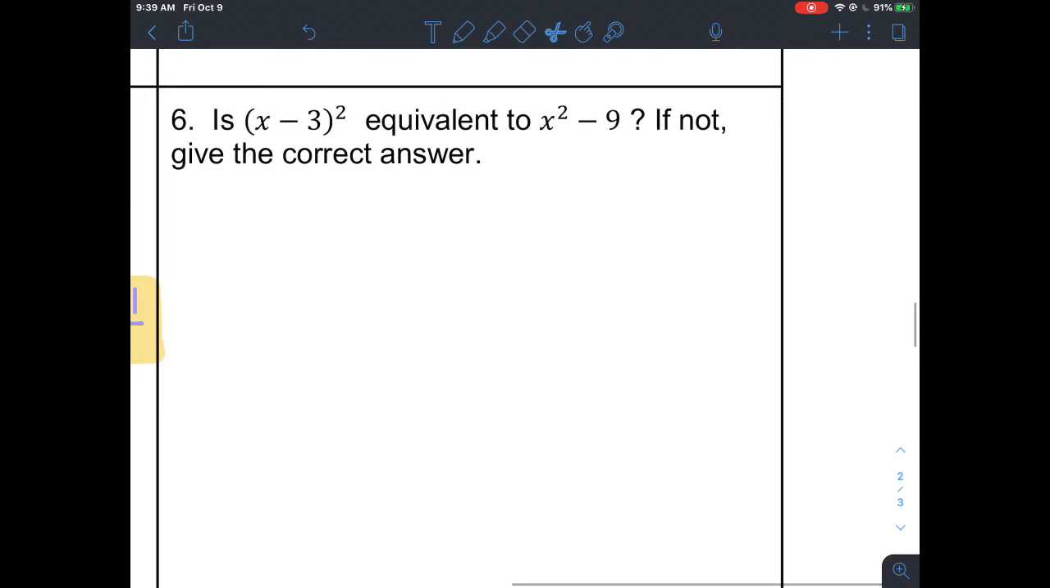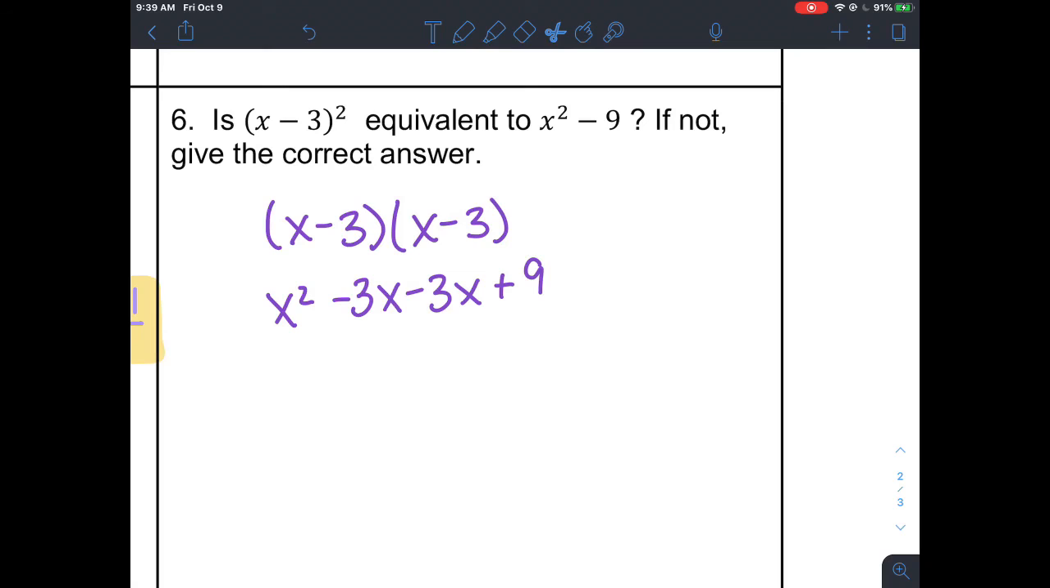And then the next one: is x minus 3 squared equivalent to x squared minus 9? If not, give the correct answer. So to see if they're equivalent, I'm actually going to evaluate the first one. Since it's squared, it's being multiplied by itself. So I have x minus 3 times x minus 3. I distribute, FOIL, whatever you want to call it, and I get x squared minus 6x plus 9, which is not equal to x squared minus 9.